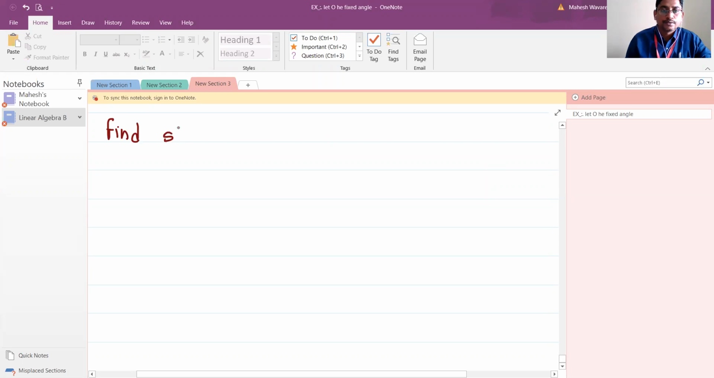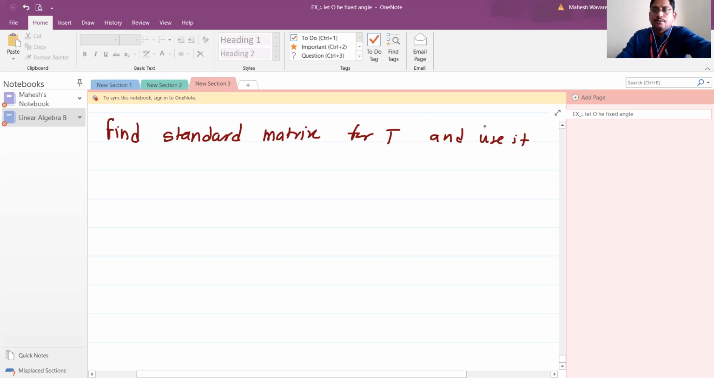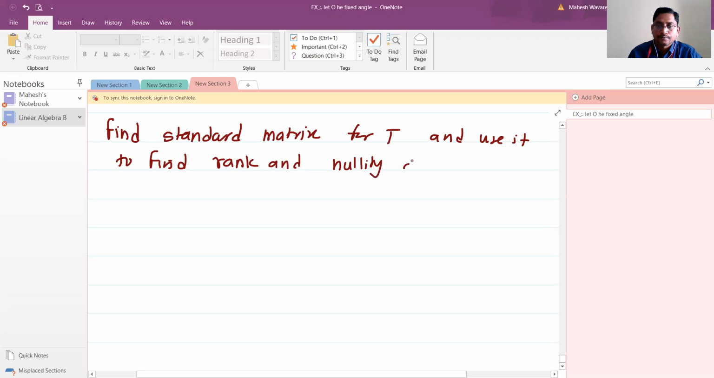Find the standard matrix for T and use it to find rank and nullity of T. I'll take one example, the rest of the examples you can try.